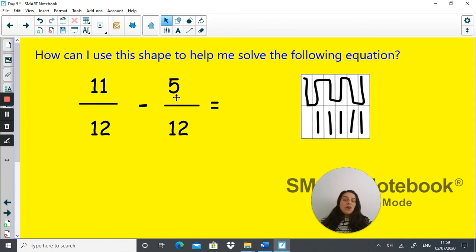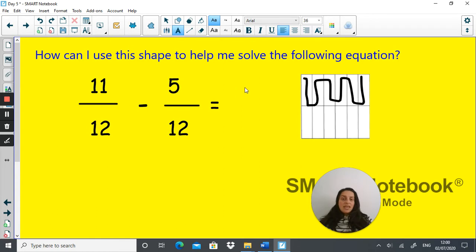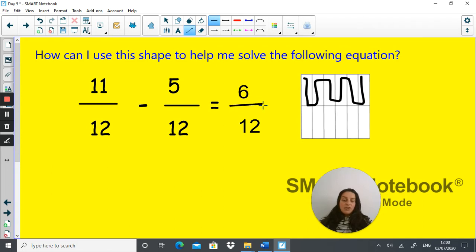But I need to take away 5/12. Let's take 5/12 away. So the 5/12 that are there have been taken away, and the answer is what we're left with. We're left with 1, 2, 3, 4, 5, 6 shaded parts. The answer to 11/12 take away 5/12 is 6/12. And you'll see the numerator is the only number that changes, just going 11 take away 5, which is 6, the answer, and the denominator 12 remains the same.